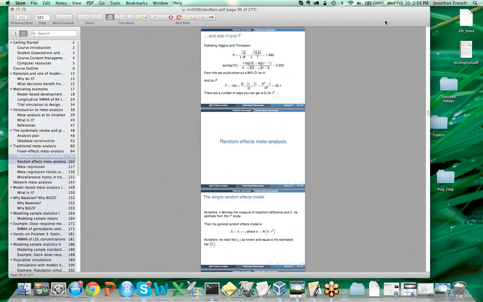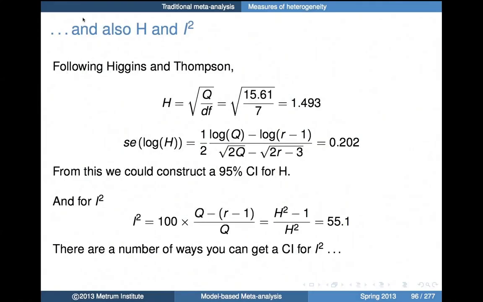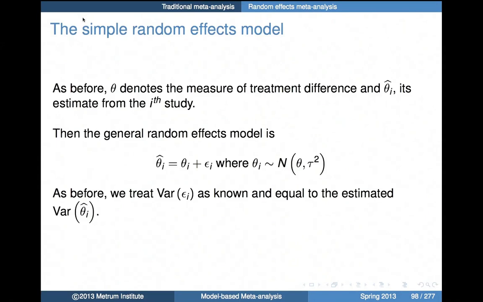What we're going to do next is get into the random effects meta-analysis model, and we'll work on that for about 5 or 10 minutes. That'll get us up to a good stopping point, and then we'll take a short break. The random effects meta-analysis model is a very simple extension of the fixed effects meta-analysis model.